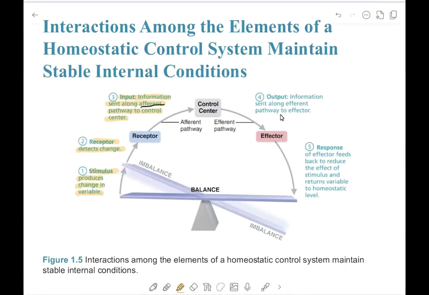The control center then decides what to do. And usually it's the nervous system or the endocrine system, but it could be any organ system. So it could be the heart making an adjustment. Then the output is sent to the effector via an efferent pathway. And finally, the response occurs where the variable returns back to homeostatic balance.